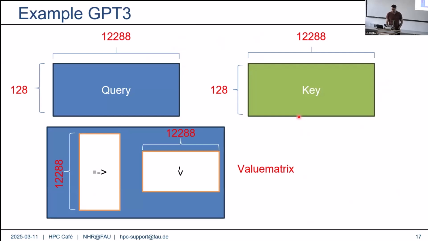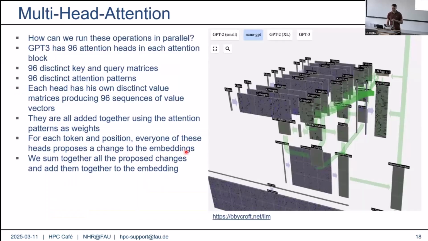Okay, let's look at these matrices just for info. They have a width that is equal to the dimension of the embeddings. And for the value matrix, we have a trick. We don't have 12,288 times 12,288. We have two matrices. One is for downcasting the space and one is for upcasting the space. This is done to have a little bit less parameter count.